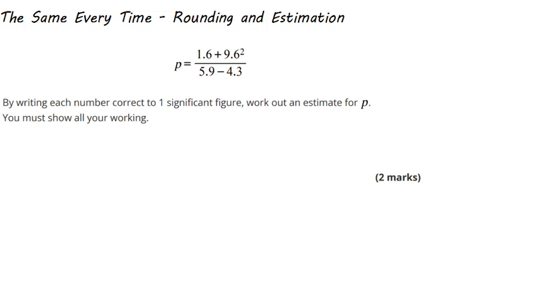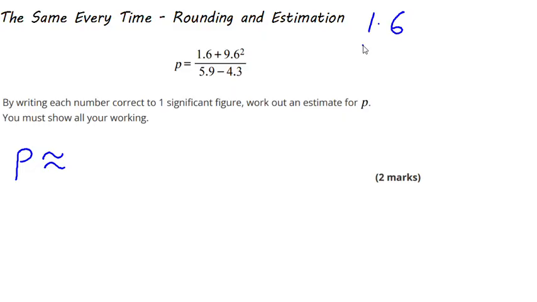Exam question: by writing each number correct to one significant figure, work out an estimate for P. You must show all your working, worth 2 marks. We must do, however, exactly everything that the question asks us to do. So rounding to one significant figure first, P would be approximately equal to this, because we're rounding our numbers. So the first number, 1.6, to one significant figure.